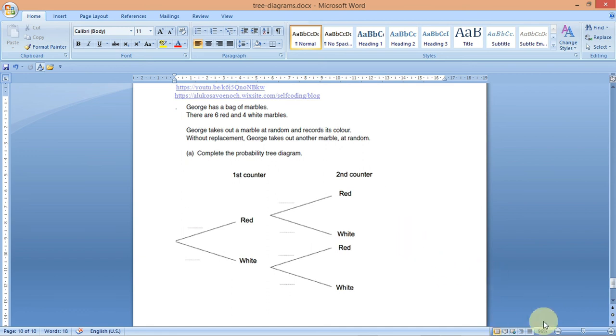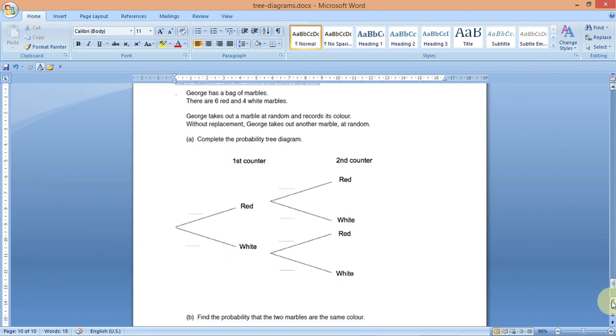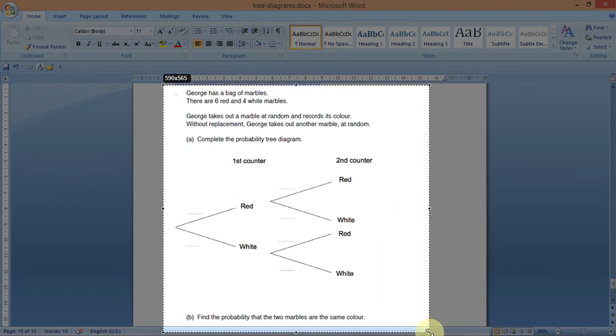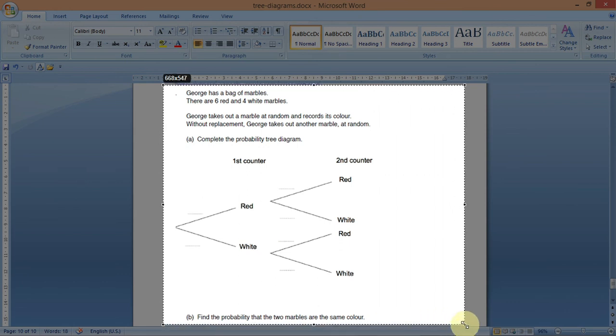Okay, so this is a good one, a without replacement question. Because all the questions are similar, I just jumped to the remaining one. It's just going to be the same, guys. So George has a bag of marbles. There are 6 red and 4 white marbles. George takes out a marble at random and records its color without replacement. Then George takes out another marble at random. Complete the probability tree. So this one is a without replacement question.